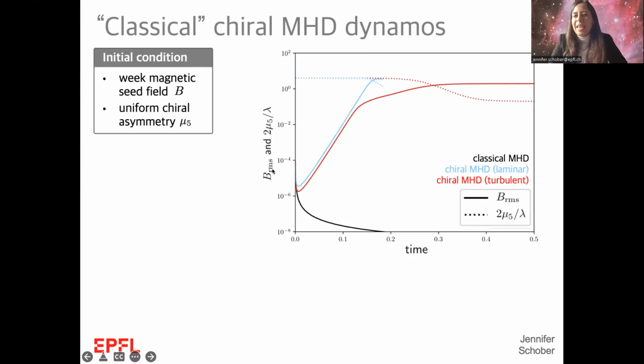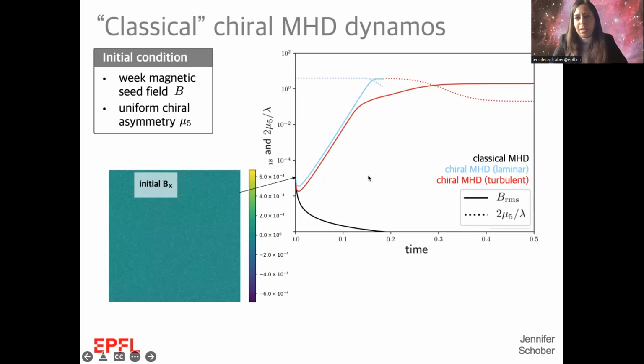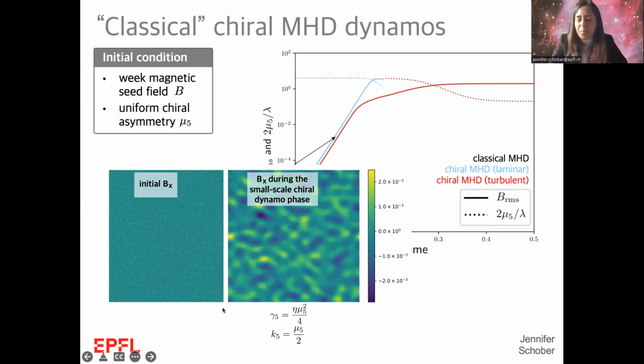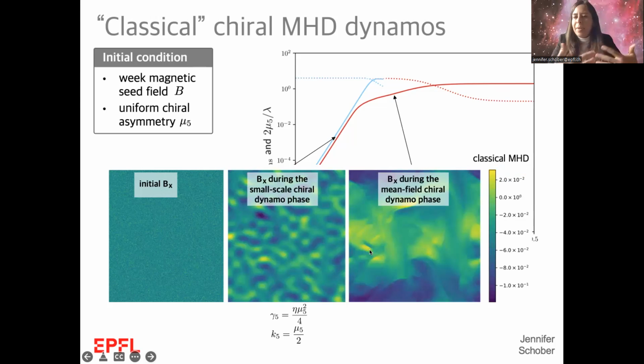So in the turbulent case, we do still see this initial exponential amplification at the rate that we expect from our pen and paper solutions, but at late times, once turbulence has developed, the growth rate of the magnetic field changes. If we look into snapshots of this run, initially we just have a random noise magnetic field, then we see that small scale chiral instability that generates the magnetic field, and later we can see that the magnetic field is evolving on larger spatial scales.